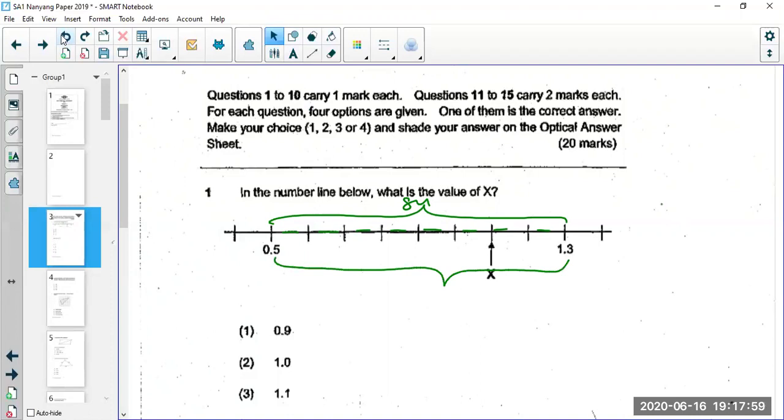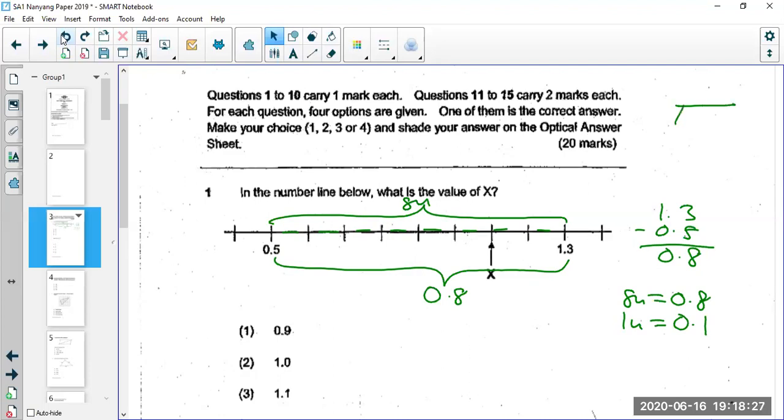So you take 1.3 minus 0.5, you'll get 0.8, right? So that's very big. So your 8 units is 0.8. Then 1 unit must be how many? 0.8 divided by 8, that will give you 0.1. And how do you get 0.1?